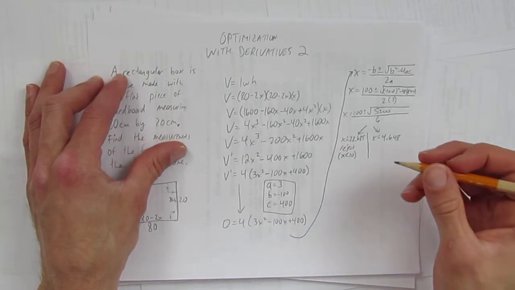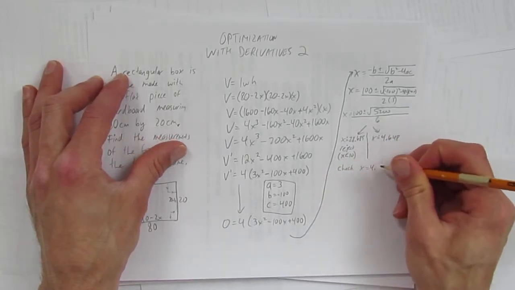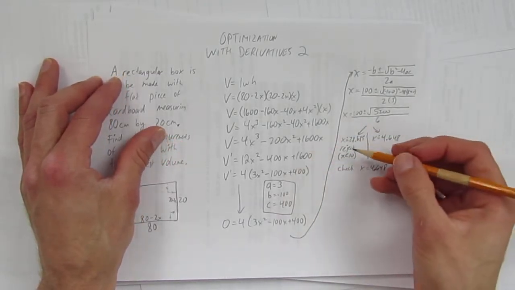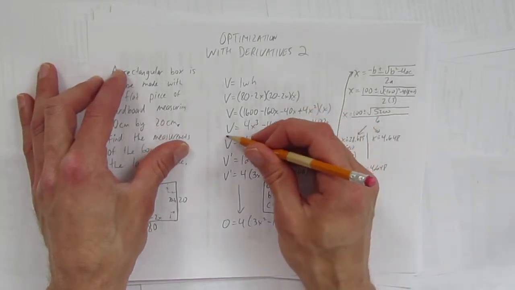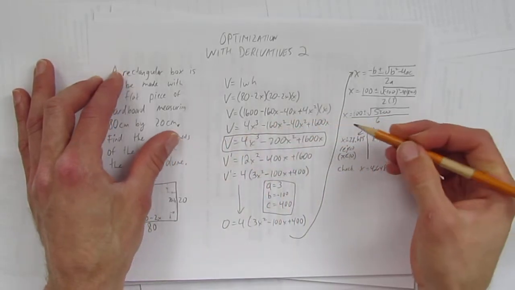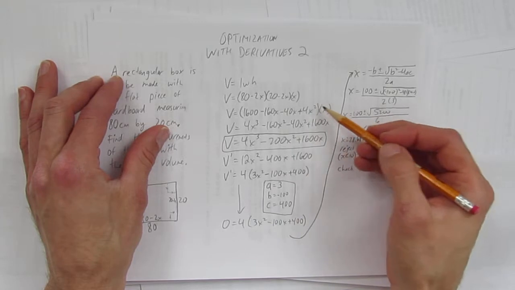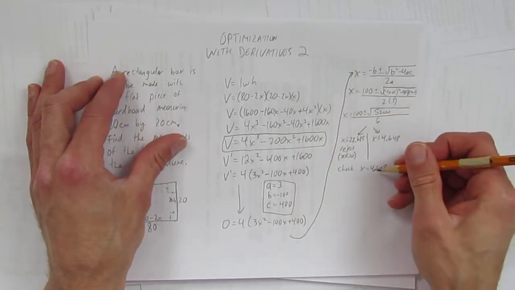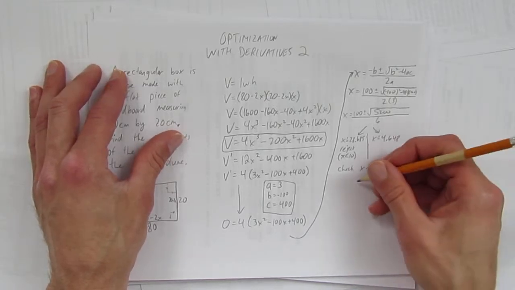And normally we would check the endpoints, but we're just going to check x equals 4.648. Why don't we check the endpoints? Because the endpoints, again, are 0 and 10. If you sub 0 into this volume equation, what you would get, of course, is 0. And we don't want a volume of 0. If you sub in 10, just looking at it in factored form here, again, you would get a volume of 0. So we just want to check this one. That's going to be our volume. It's going to be our max.